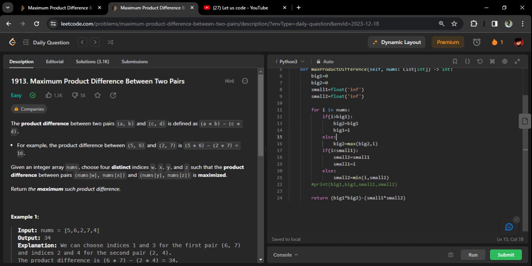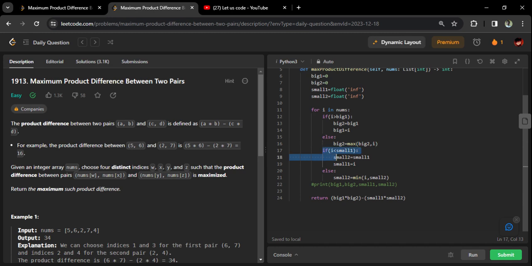If I is not greater than big one, what will I do? Remember one thing: it could be a case that though I is not greater than big one, it may still be greater than big two, right? That can be a case. So to ensure that, we are doing this in the else part: big two is equal to max of the initial value of big two or the current value of I.